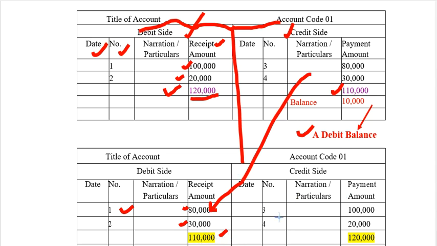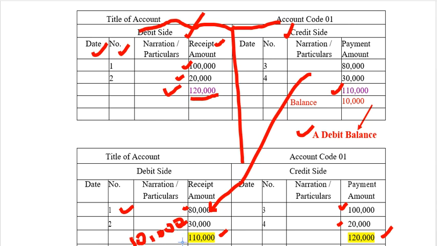Similarly, in transactions 3 and 4 I replace the values of 100,000 and 20,000, and the total of the credit side right now is 120,000. Now we need just 10,000 here on the debit side. We need this 10,000 right there.